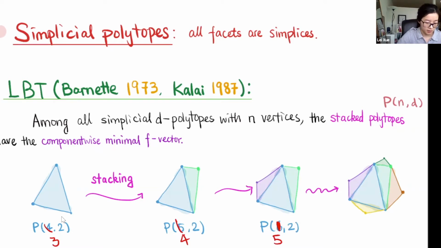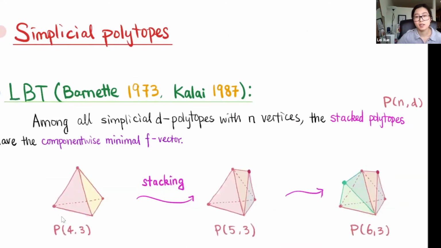Here are some examples of one dimension higher. If you start from a 3-dimensional simplex, you can stack over this yellow facet to get P(5,3). And then you stack over this pink one to get P(6,3).